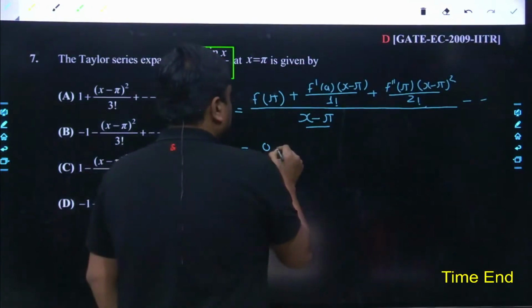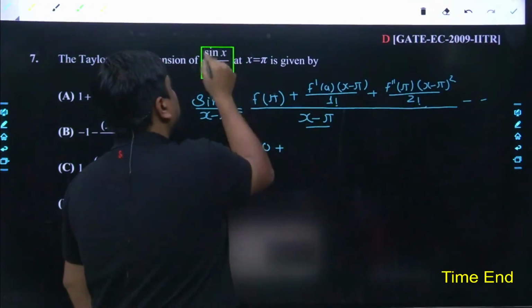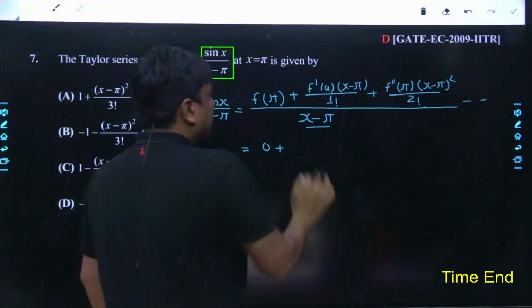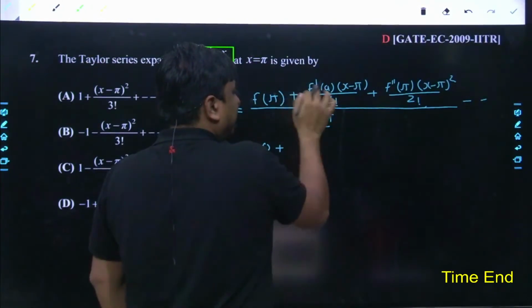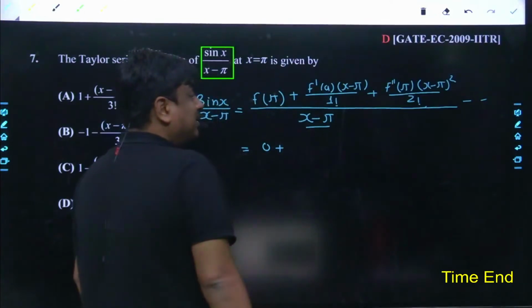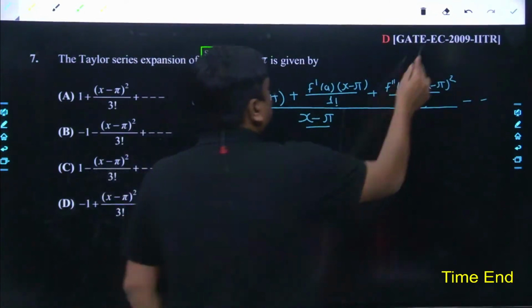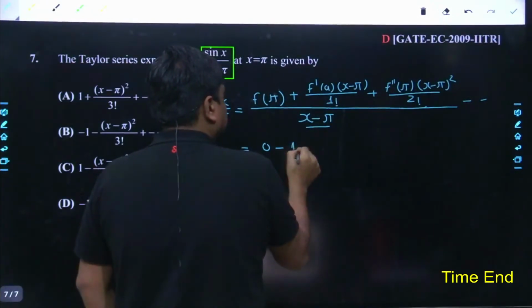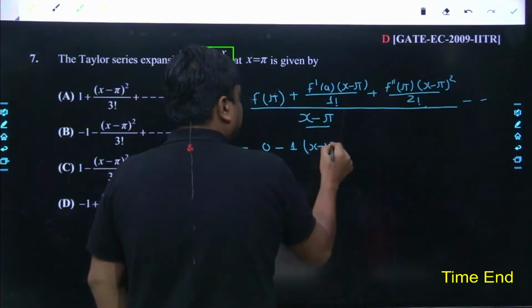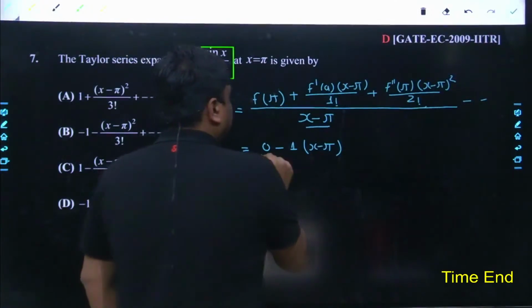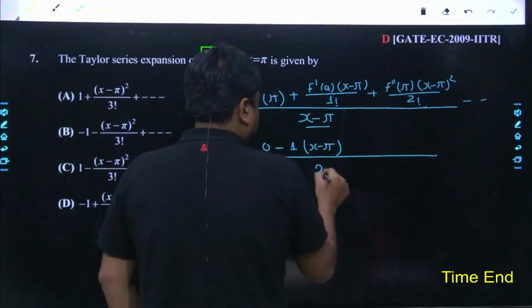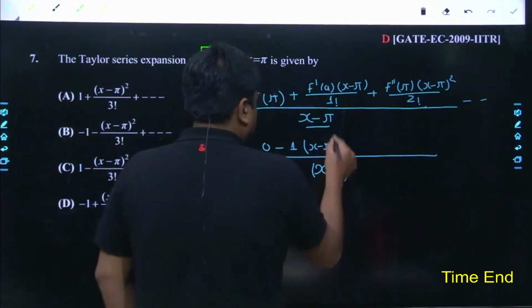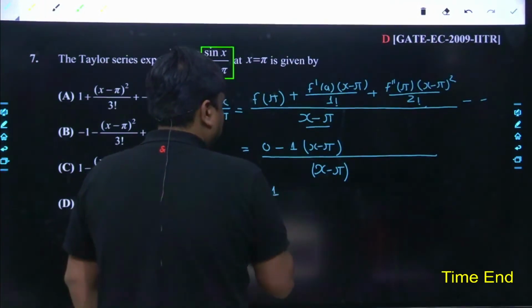That is 0. If we take its first derivative, the first derivative of sine of x is cos of x. Now similarly x has to be fed as pi. So cos of pi is minus 1. So obviously I may rule this out. So it is minus 1 times x minus pi. Anyways, the same thing is going to happen over here as well. Once you subtract it, it is going to be minus 1.